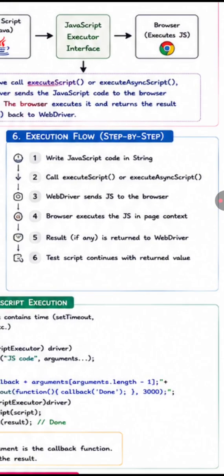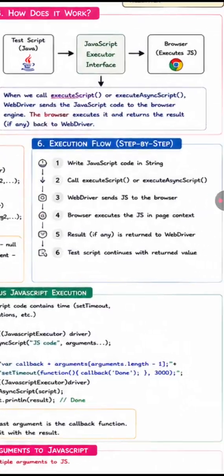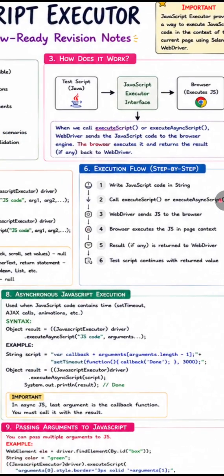First we write JavaScript code in a string, then the Selenium script calls the execute script method or execute asynchronous script method, depending on the situation and how long the web page takes to load. Then WebDriver sends the JavaScript code to the browser. The browser executes the JavaScript code in the page context. Then it returns the result to WebDriver and the test script continues with the return value. So this is all about the execution flow of the JavaScript Executor.